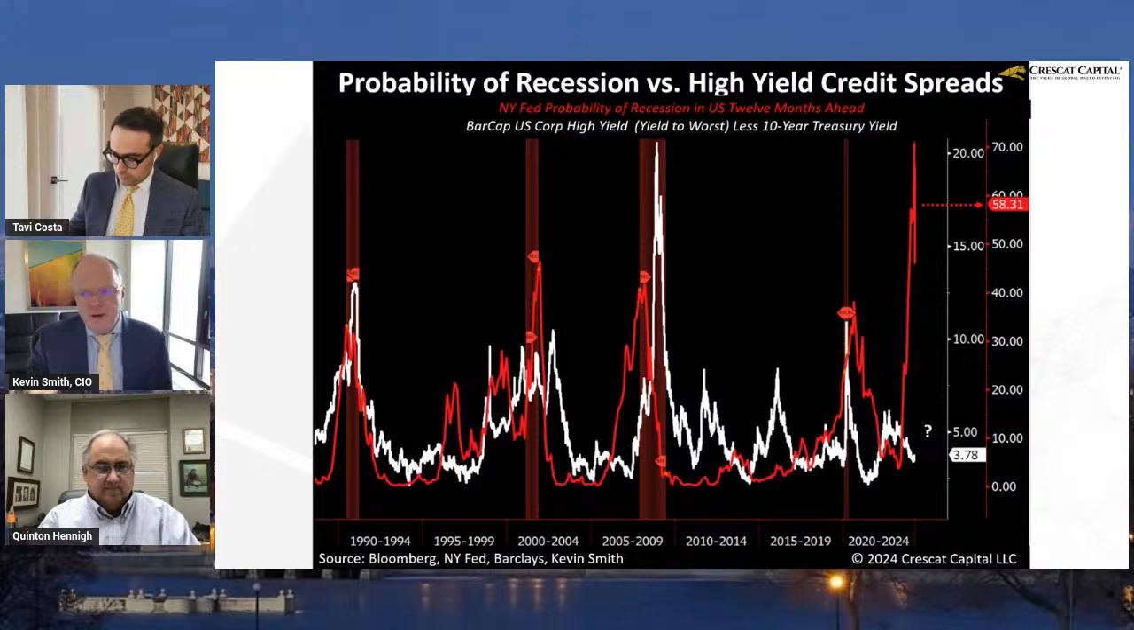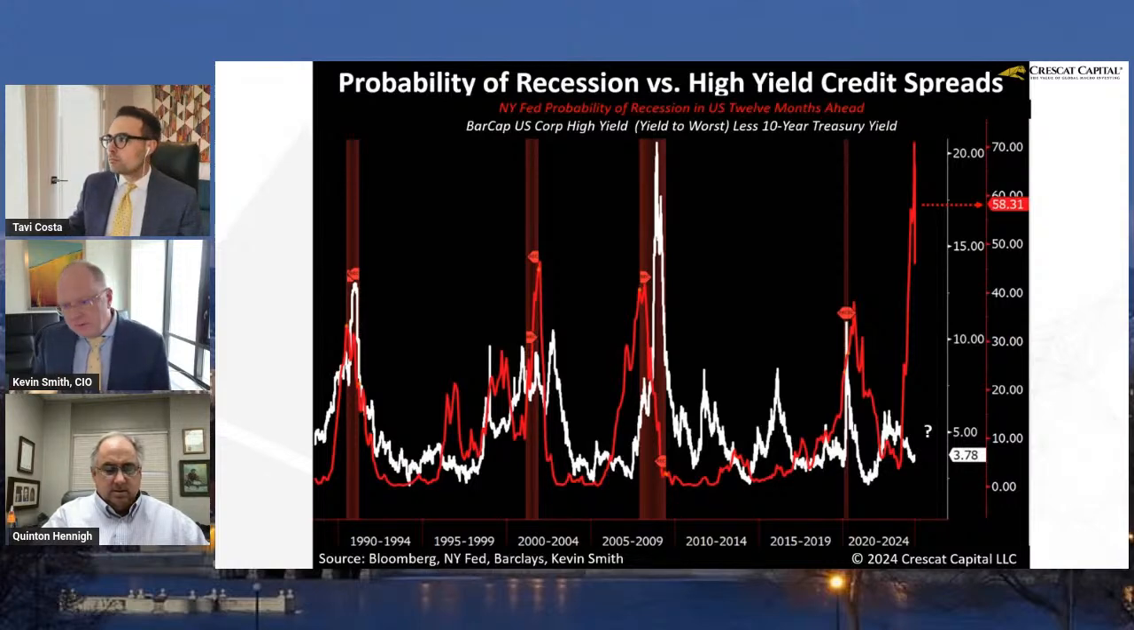This is a chart that I showed probably 6 months ago, and it's the probability of recession according to the New York Fed's own model, compared to high yield credit spreads. The New York Fed's probability of recession model is based on yield curve inversions, a lot like our own yield curve inversion model. We actually think ours is even better, and Tavi is the creator of it. But it's neither here nor there, because they're both saying the same thing.